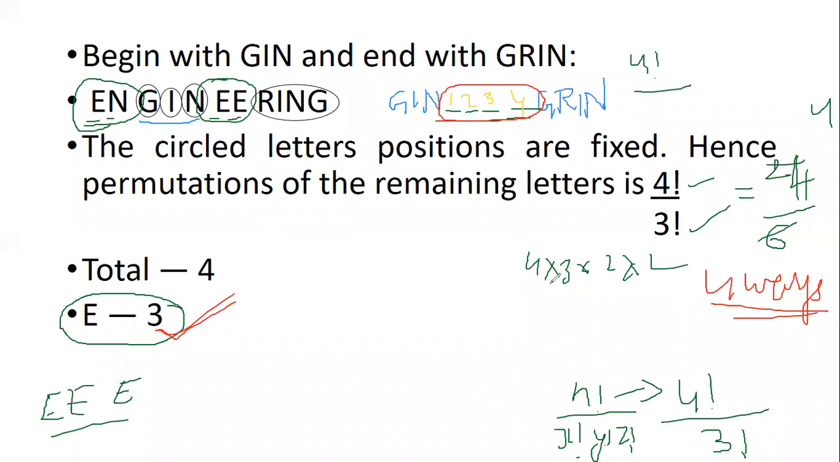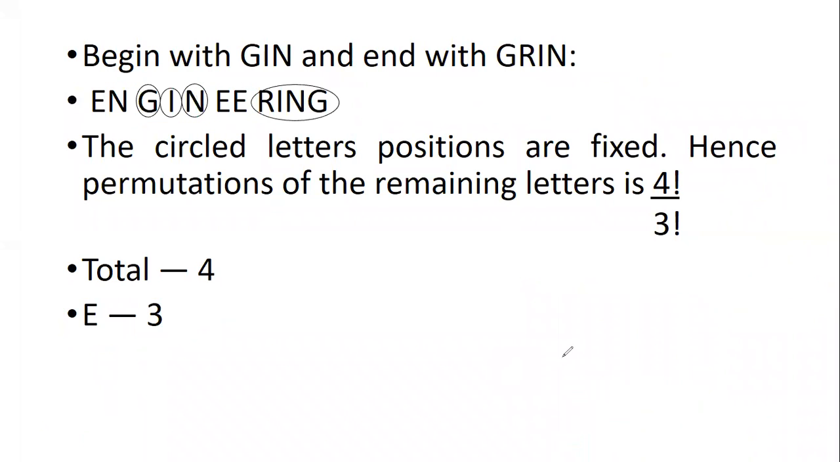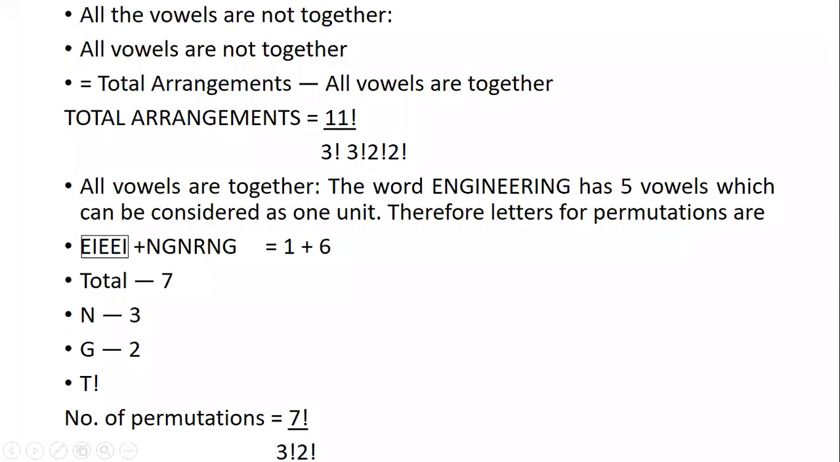Okay. Can we go for the next sub question? Now coming to the next sub question. Hope you remember we have solved such type of questions, but we will be applying them here also. So here, all the vowels are not together. Please understand carefully. All the vowels are not together. That is what they're trying to say. Now, how do we define all the vowels are not together?